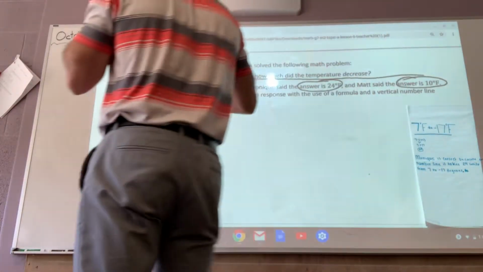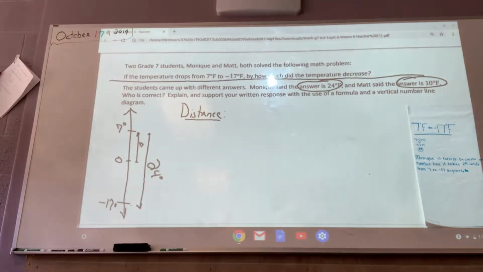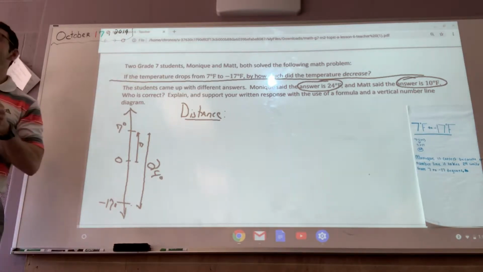So, once again, you're writing this right on the worksheet because the worksheet's going to be your notes for the day. The key today is distance.